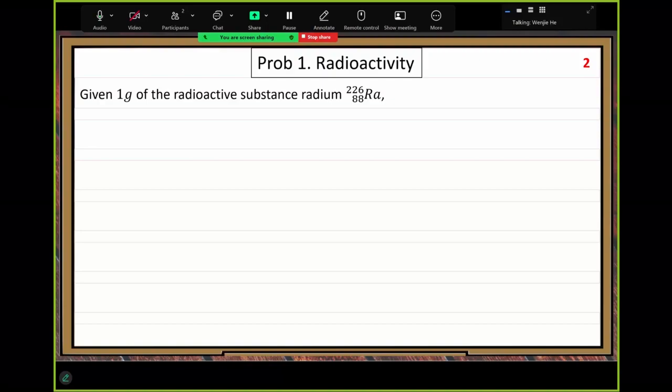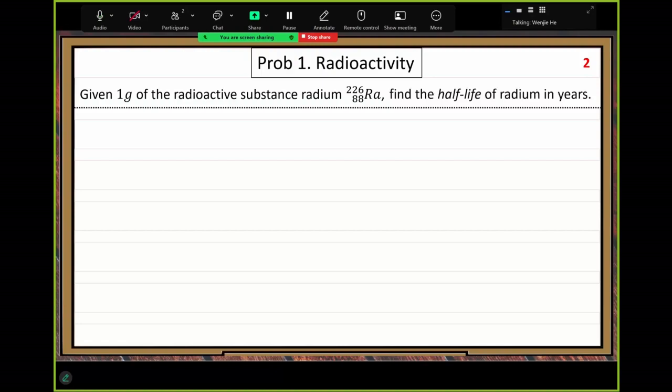So I will explain the details. After I give you the question, I will explain the details. So do not get scared. All right. Find the half-life of the radium in years.